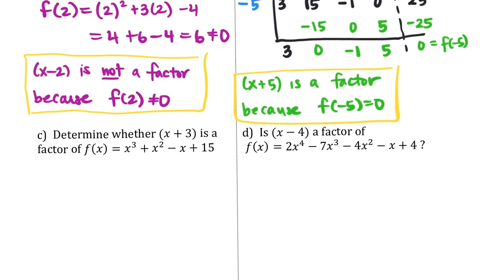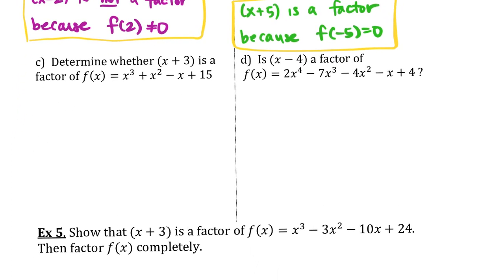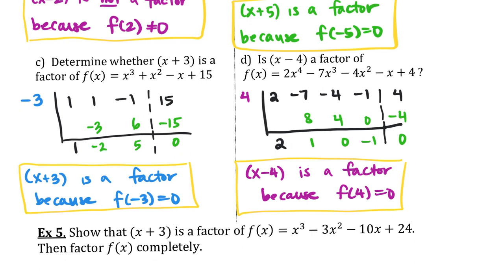Okay, go ahead, pause the video, try C and D on your own. And then unpause when you're ready to check your answers or when you're ready for the next example. Okay, for C and D, I found that both of the binomials were factors because when I evaluated it, I found that f of the number was equal to 0. And if you did direct substitution, the first one wouldn't have been bad, but the second one you probably would not have wanted to do that.